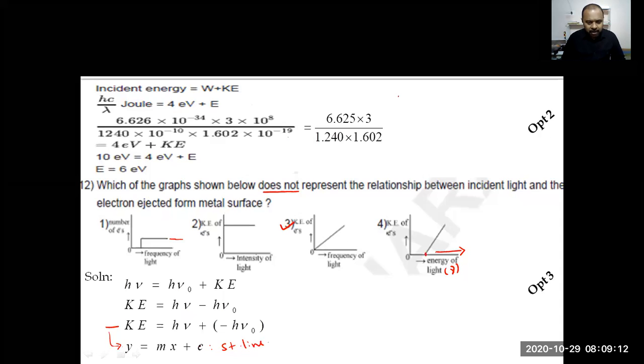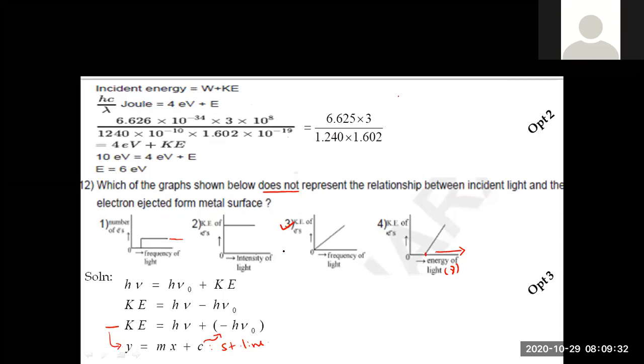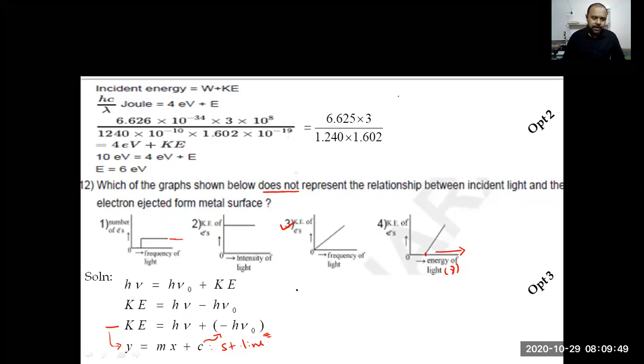But in the straight line y equals mx plus c, c indicates the intercept. A negative intercept means the line has to come like this. Correct? No, it cannot go like this. Now option 3 would be possible only when the y-intercept c is 0. So mathematically also, the third option is wrong, because when we plot kinetic energy against frequency, there should be a negative intercept. Here there is no intercept at all. It is passing through the origin. So mathematically also you can conclude 3 is incorrect.